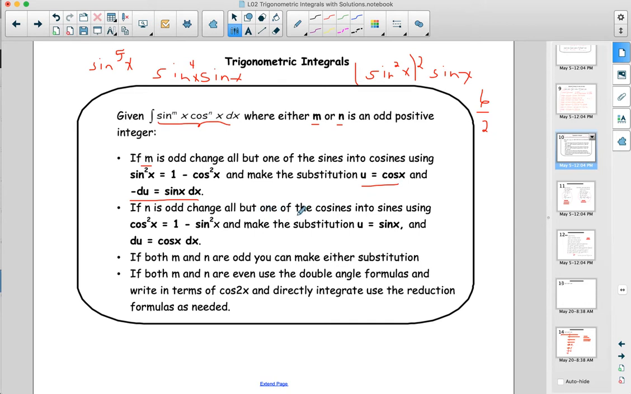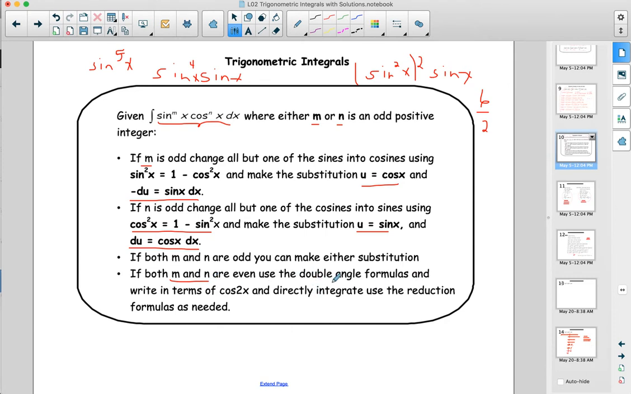We're going to change all but one of the cosines into sines, using cos squared as 1 minus sine squared. We'll make this substitution u is sine x, and then du would be cos x dx. If both of them are odd, then you can make either of these substitutions. The harder bit is when they are both even. That's a bit more work.